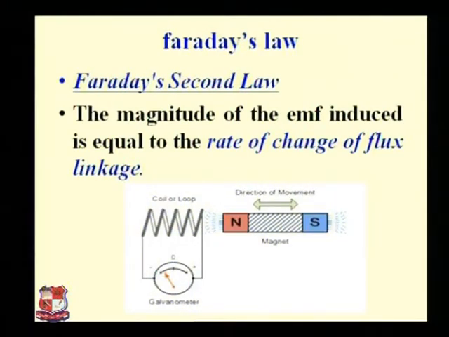So here we show one coil and one magnet. As we move the magnet towards the coil and away from the coil, the magnetic flux linkage with the coil is changed and hence EMF is induced in the coil. This EMF is measured through this galvanometer. Now the magnitude of the induced EMF, how much is induced, depends on the rate of change of flux linkage. Let's see the equation.